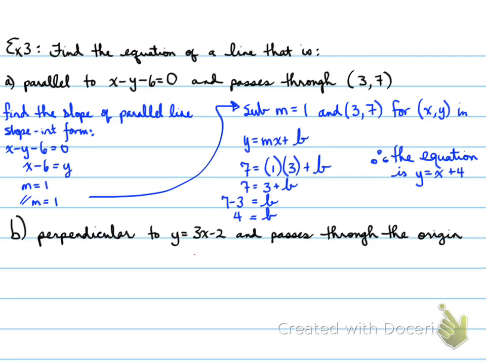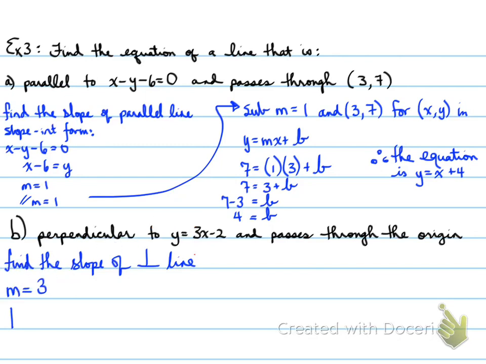Perpendicular to y equals 3x minus 2 and passes through the origin. Well, we need to find the slope of the perpendicular line first. Our m is equal to 3 based on the equation right here. We already have it in slope-intercept form. Y equals 3x minus 2 is slope-intercept form. That's where we got m is equal to 3.